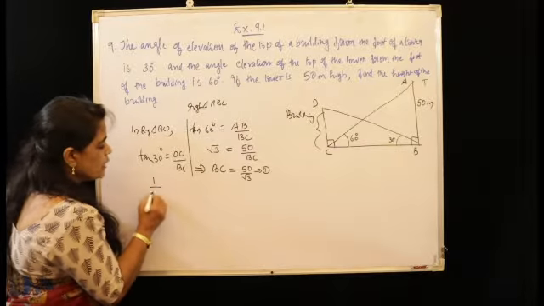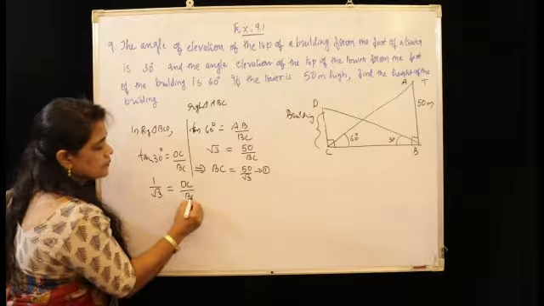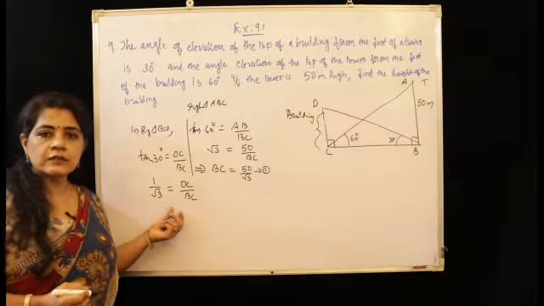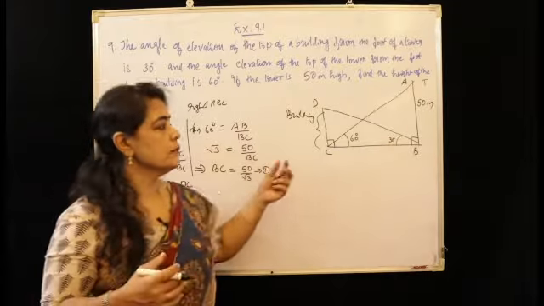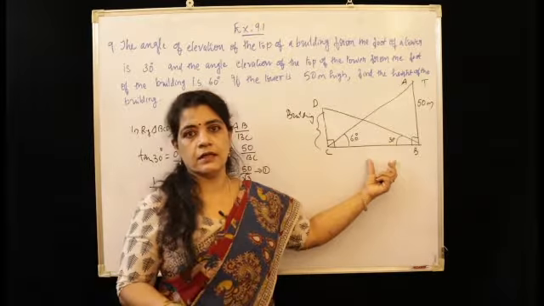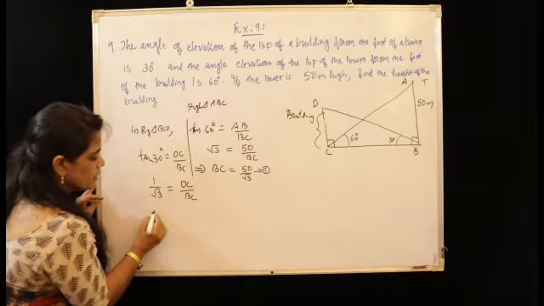Here that is 1 by root 3 equal to DC by BC. Okay, and I am going to express this equation with respect to BC, because as I told in the beginning, this BC is a common side. So I am going to express this equation with respect to BC by cross multiplication.